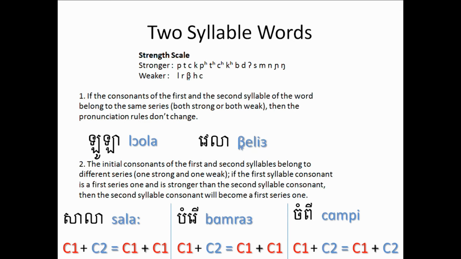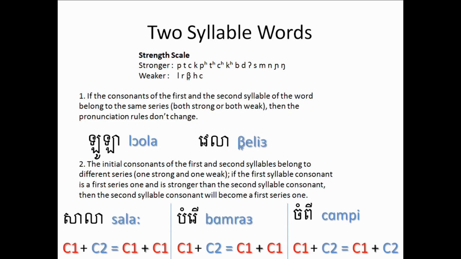Alright, what this basically is saying here is if my first consonant carries the initial sound as a first series or as a strong consonant, then my second syllable consonant is a second series one. Then the second series one, if it's weaker than the first series, will lose. It will be pronounced as a first series consonant. Alright? And this will just take a little bit of time to sink in, unfortunately.